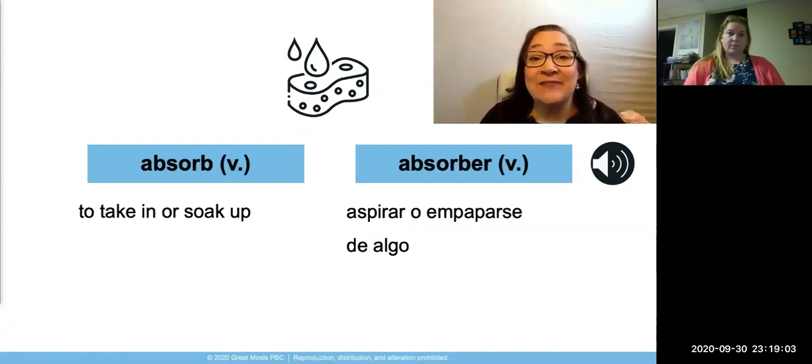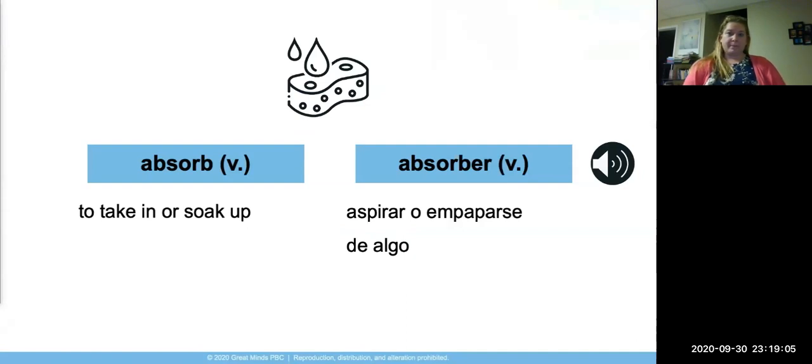Let's listen to the word and definition in Spanish. Absorber es un verbo. Significa aspirar o empaparse de algo.